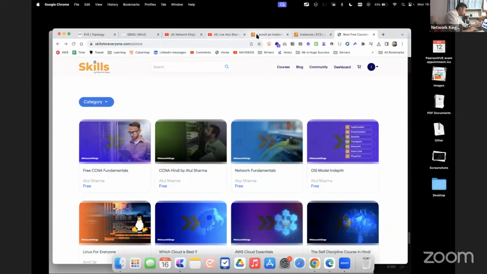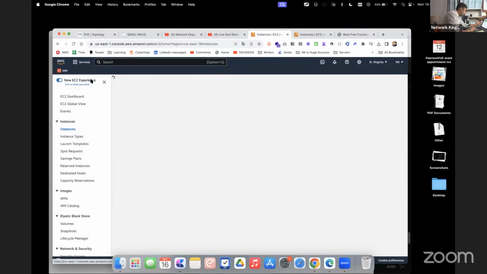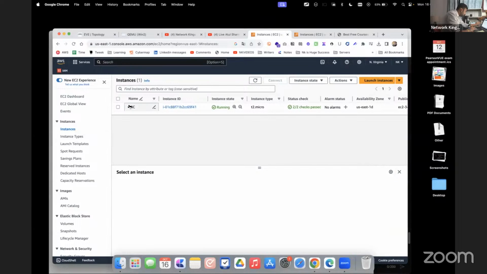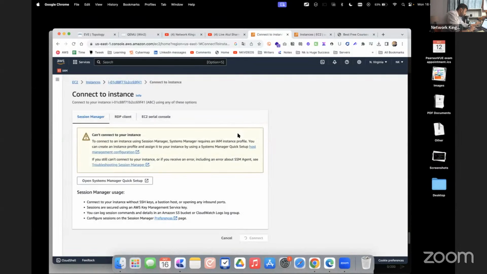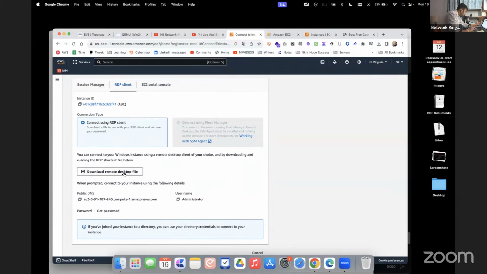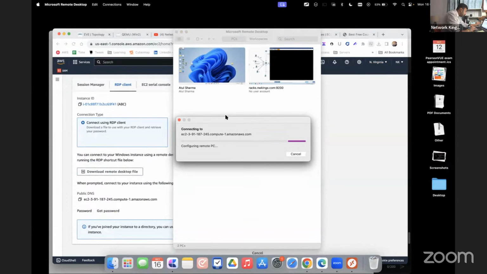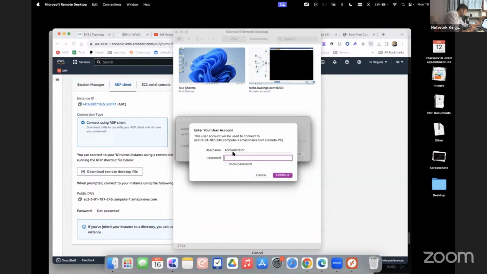Okay. So this is what I want to say, and the server is almost ready. Let's go. ये देखो server ready है हमारा. If I click on the server, okay, so you can see migrate, connect, stop. So let's say connect, and so RDP client. So you can say download remote desktop file. So I downloaded. So now I double click on that. You can see my server is getting connected and it's asking the password.